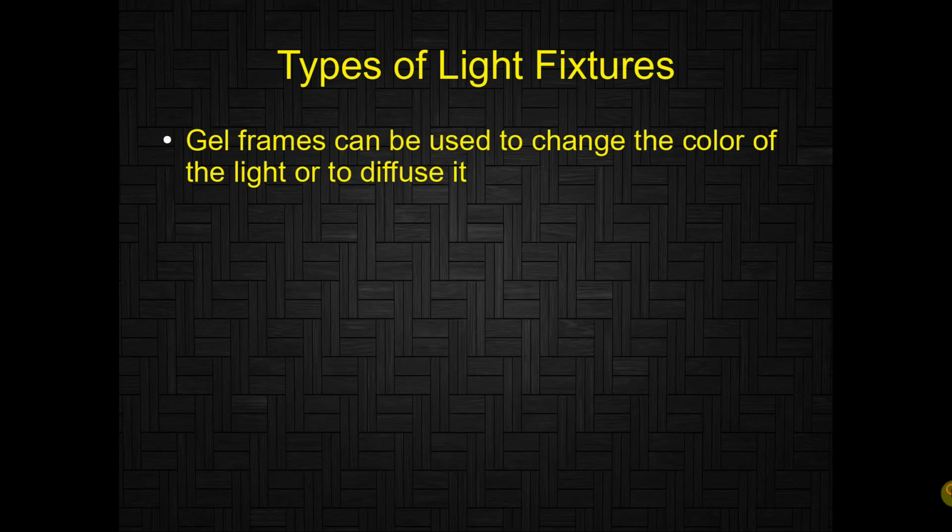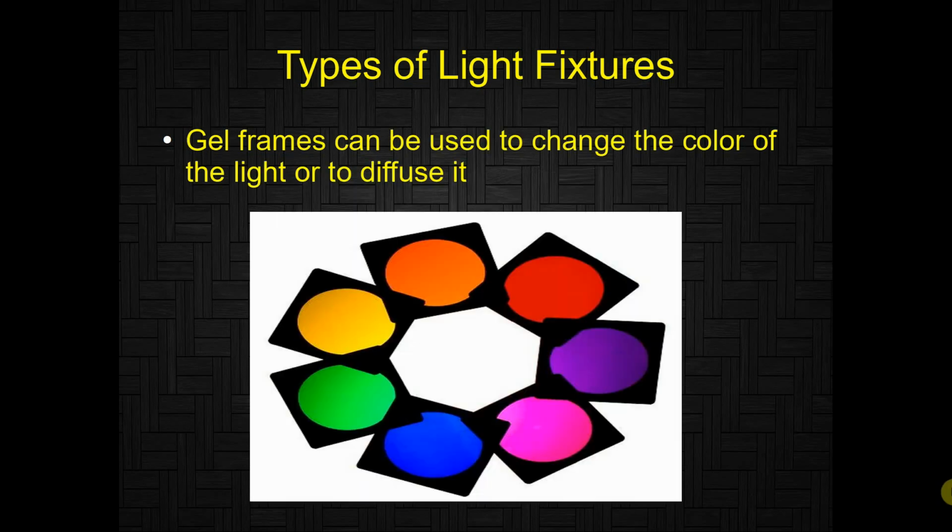Gel frames, as I mentioned, are used to change the colors, and they'll just look like this. It's a metal frame, and then you slide this translucent plastic into it. There are many, many different gel colors, and that's something that we'll discuss in another tutorial, and we'll probably talk about that when we're designing lighting for the show. It all has to do with what kind of a mood that we're trying to create on stage.